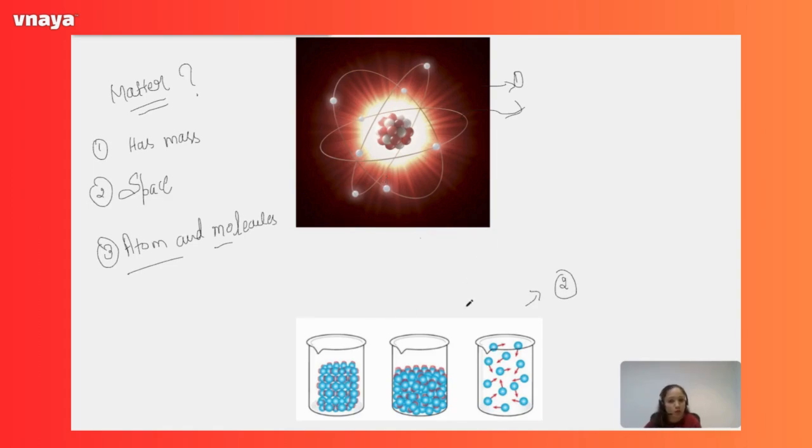Now let's continue with the second part, which is the second picture that I pasted here. These are the types of states of matter. That means our matter can be present in solid form, in liquid form, or in gas form.